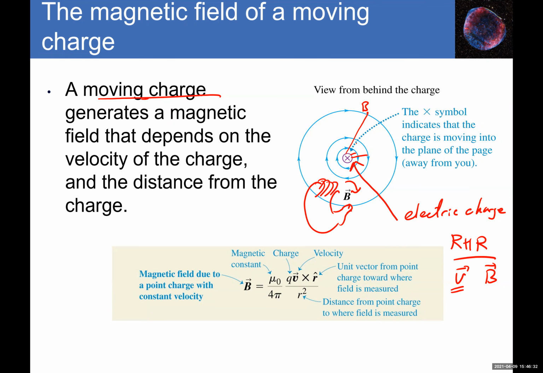Further you go from the charge, weaker the magnetic field. Generally, the magnetic field generated by a single moving electric charge is very, very small. But still, it's there and we can calculate that. All right, so this equation pretty much gives us the magnitude and the direction of this particular configuration.